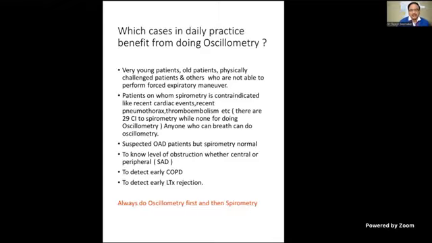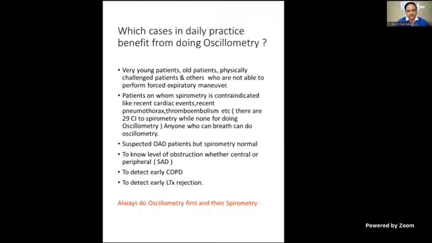And another indication where spirometry has almost gone out of use and oscillometry has taken over is to detect early lung transplant rejection. You know that these patients are very fragile, have to be followed up, and we do surveillance bronchoscopy periodically to see early rejection. And here we are seeing that oscillometry has come in very handy.